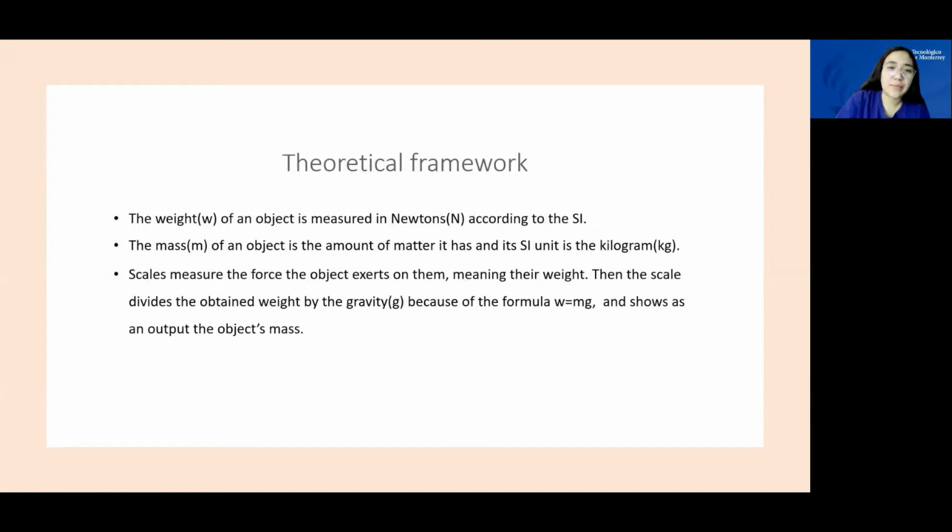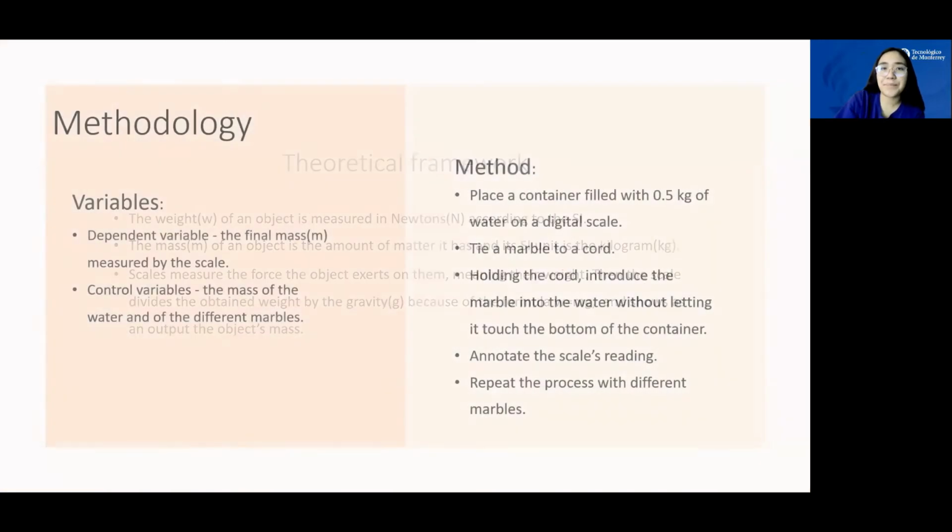The theoretical framework is that we need to know that the weight of an object is measured in newtons according to the SI, and the mass of an object is the amount of matter it has, and its SI unit is a kilogram. Also, scales measure the force the object exerts on them, meaning their weight. Then the scale divides the obtained weight by gravity because of the formula weight equals mass times gravity, and shows as an output the object's mass.